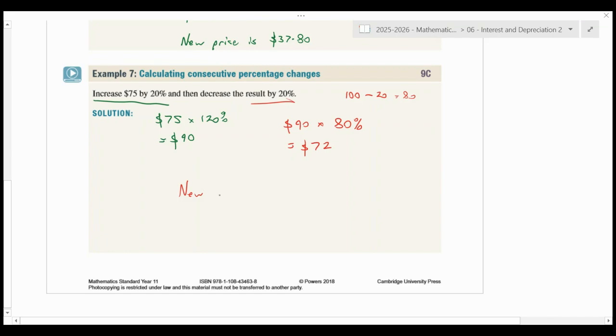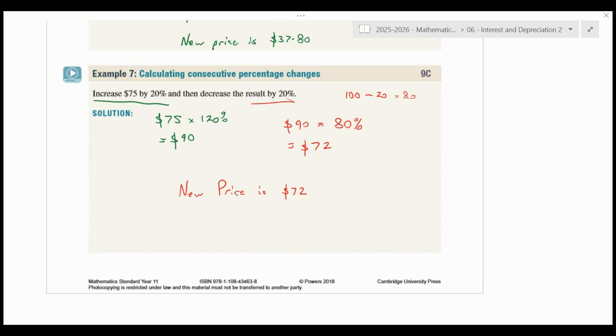So the new price is $72, and you'll notice that we didn't get back to 75 because the 20% of the 90, which is $18, is bigger than the 20% of the original 75 that we started off with.